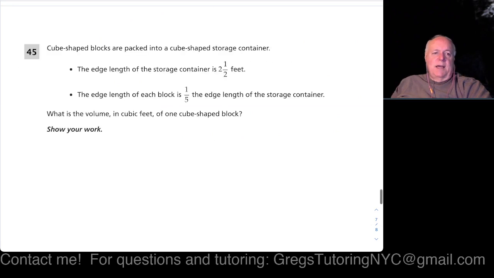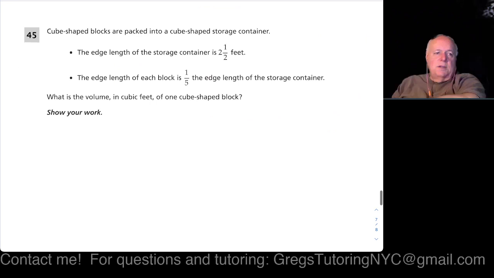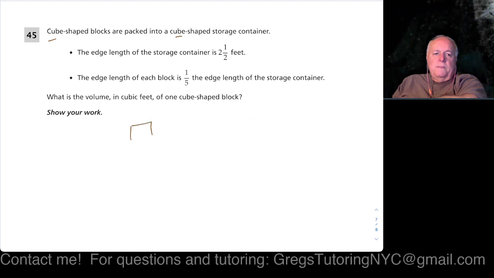Okay, 45 has no illustration, but we could see already it's talking about cubes. All right, so cube-shaped blocks are packed into a cube-shaped storage container. So a cube is one where the length of the sides are always equal.